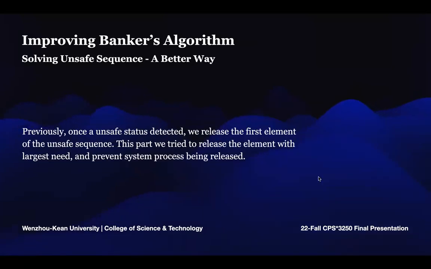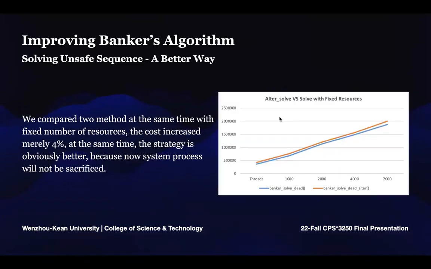After that, we also want to find a better way to solve this part. Once an unsafe status is detected, we previously released the first element of the unsafe sequence. In this part, we try to release the element with the largest state and prevent system processes from being released. Next one. We also compare the two methods at the same time with a fixed number of resources. The cost increased merely 4%. And at the same time, the strategy is obviously better because now system processes will not be sacrificed.